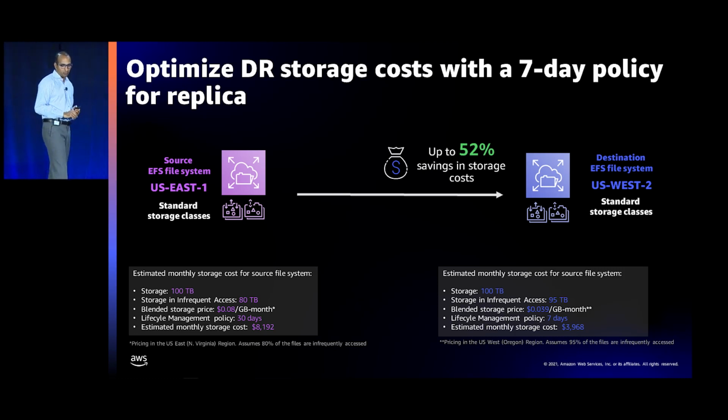Let's do the numbers to see how that works. We're going to use a 100 terabyte EFS standard file system in the US East 1 region, with 80% of the files infrequently accessed and a 30-day lifecycle management policy. That will help you achieve a blended storage cost of 8 cents per gigabyte per month. So at this blended storage cost, a 100 terabyte EFS file system is going to put you at a monthly storage cost of $8,192. So that's how much you would be paying for your primary EFS file system that is 100 terabytes.